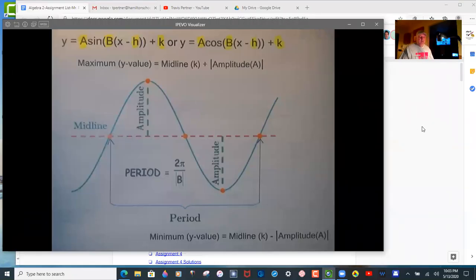Hello, everyone. So this is the second assignment in our function trig unit. And I'm on the second page of notes, which is a good introduction.